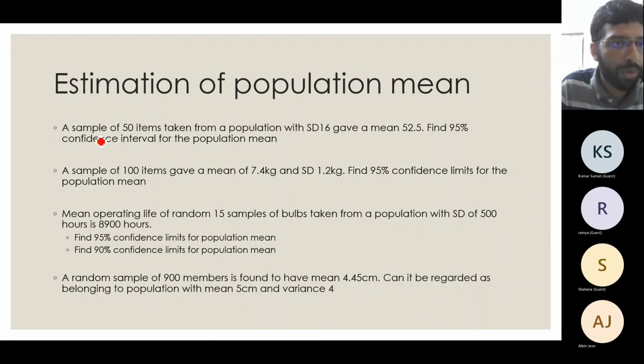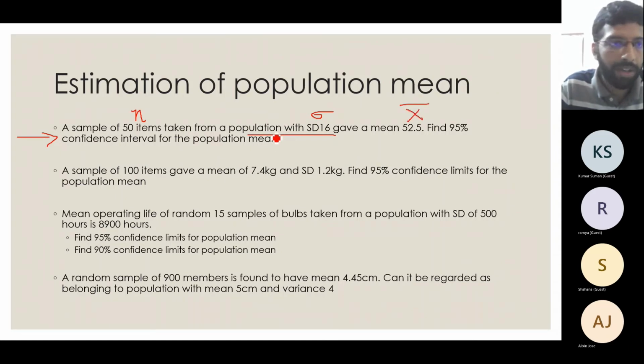Okay. So the first question I am giving is a sample of 50 items, where n is equal to 50. The population standard deviation is given, sigma, that is given as 16. The sample mean is given as 52.5.